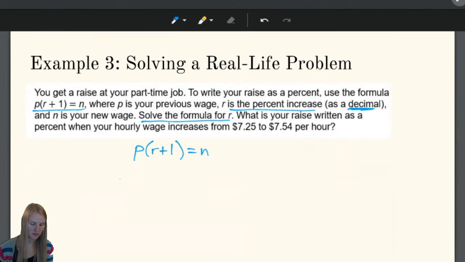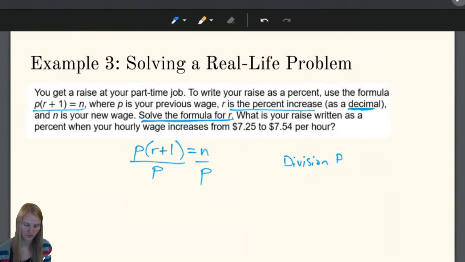So, first thing, it told us to solve the formula for R, so that's what we're going to do. I'm going to get R by itself, which means I need to divide by P on both sides. And let's see, am I supposed to be justifying my steps? It didn't say to justify my steps, so I guess I won't, but I will. This is the division property of equality, but I'm not going to write of equality. Okay, so the P goes away. Now I have R plus 1 equals N divided by P.